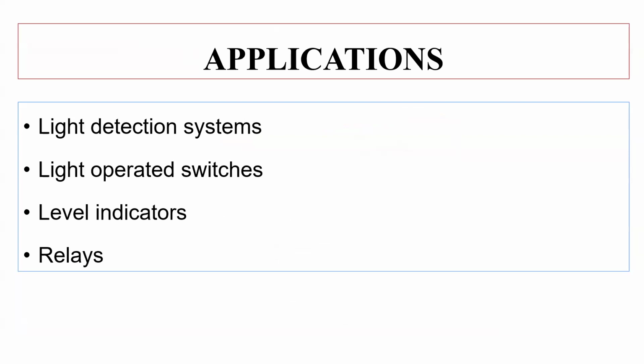And what are the applications? The major applications are light detection systems, light operated switches, level indicators, and relays. Mainly it produces more current, so it is used with much higher advantages compared to the photoresistor. The major advantages are that it produces a higher current, is relatively inexpensive, very fast, and produces a voltage.